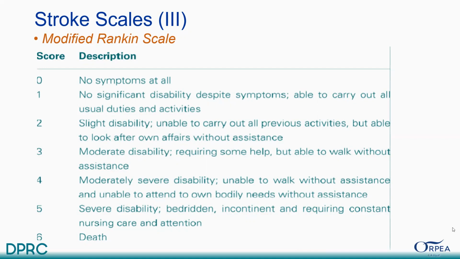Four, moderately severe disability, unable to walk without assistance and unable to attend to own bodily needs without assistance. Five, severe disability, incontinent and requiring constant nursing care and attention. And six is death.